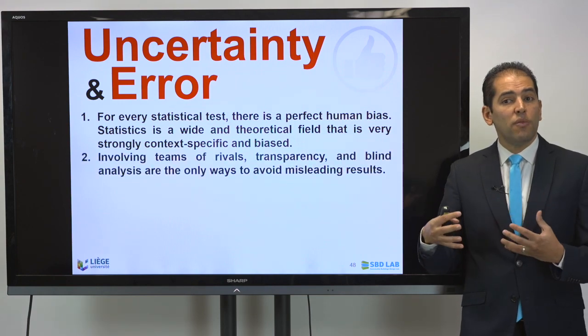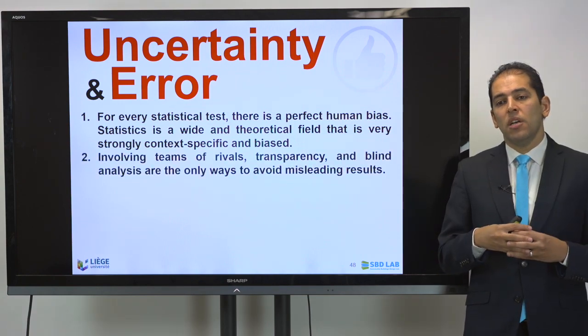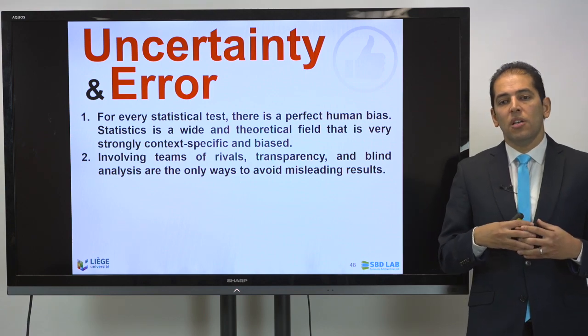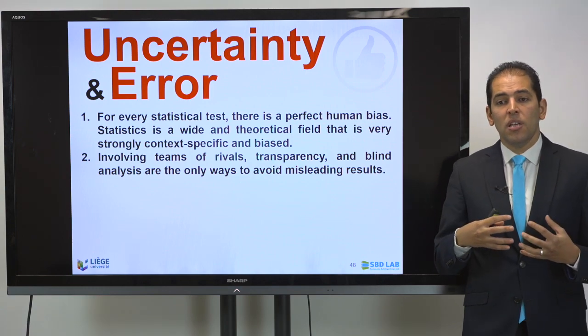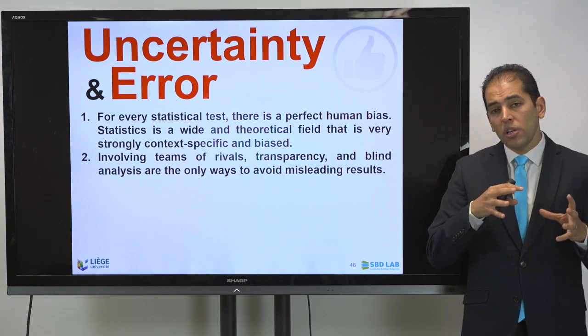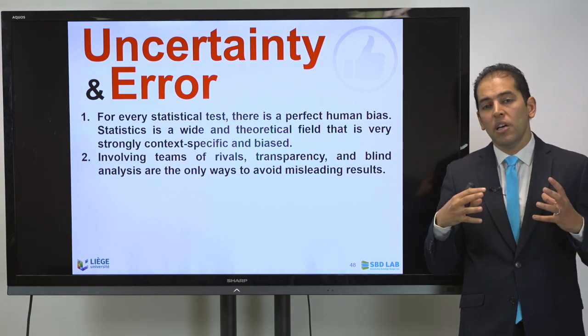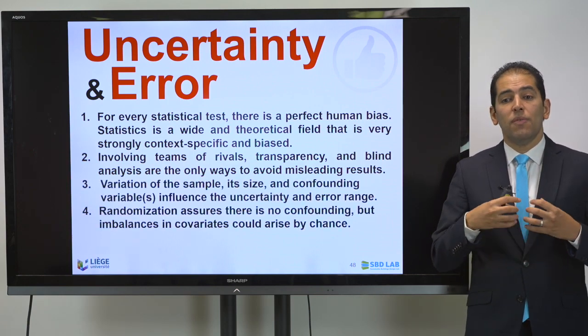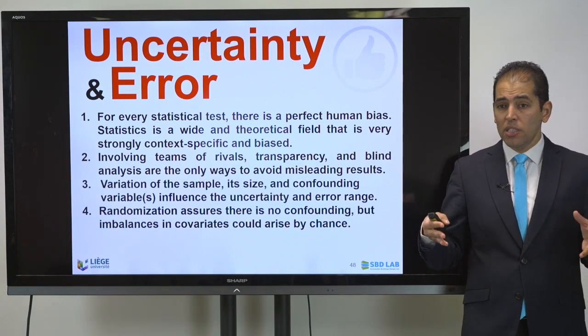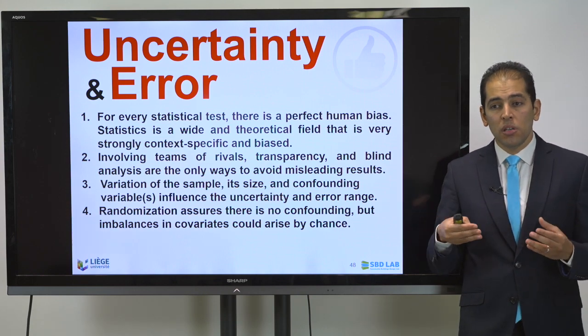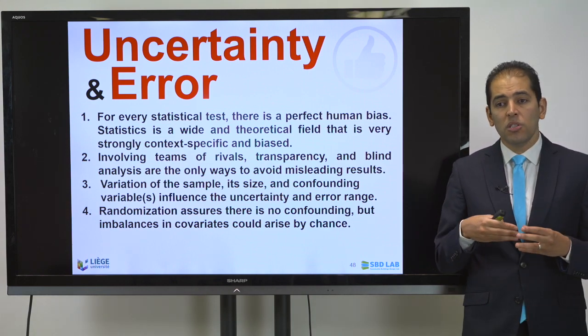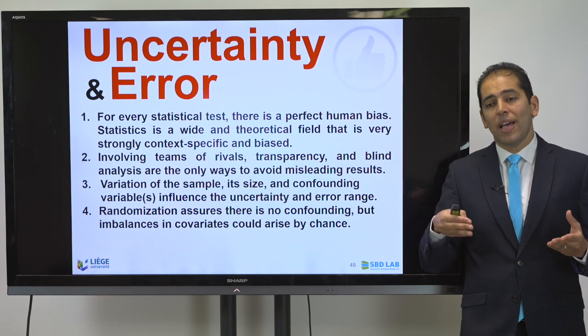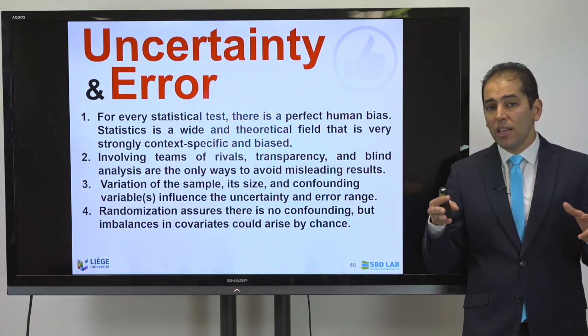Involving teams of rivals is a very good practice. Transparency is a good practice. Try to have blind analysis. Those are the only three ways to avoid misleading results and hacking results. Make sure also that the variation of the sample, its size, reporting the confounding variable influence, and reporting the uncertainty and the error range are part of any results.